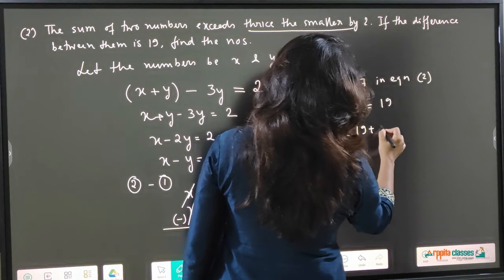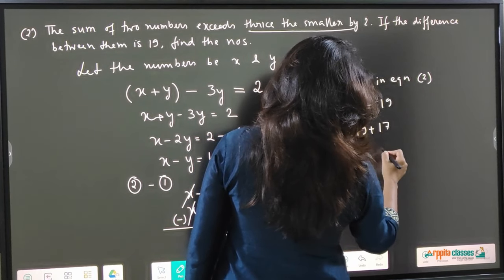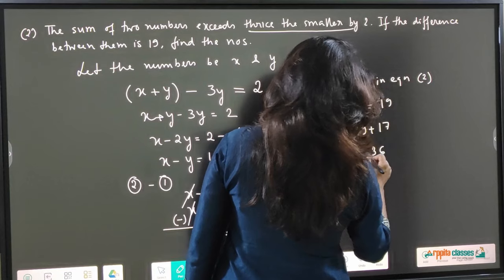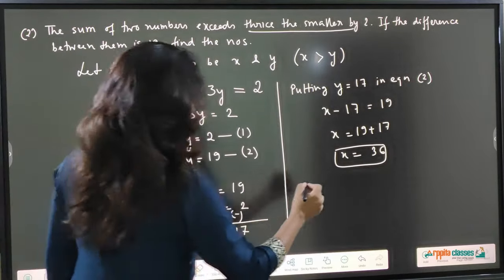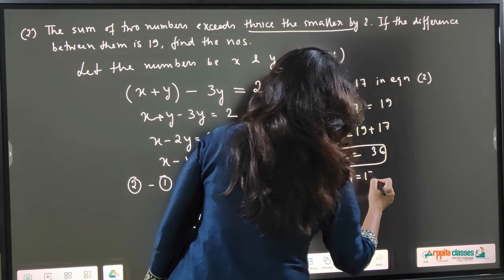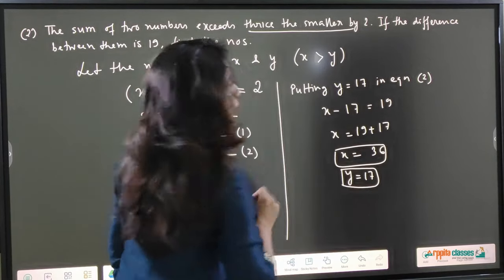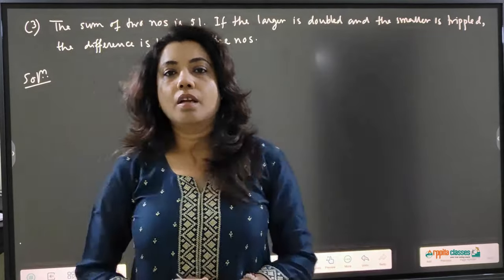So 19 plus 17, that is 36. So the value of x is 36. So we got the value of x is 36 and the value of y is 17. These are the two numbers.